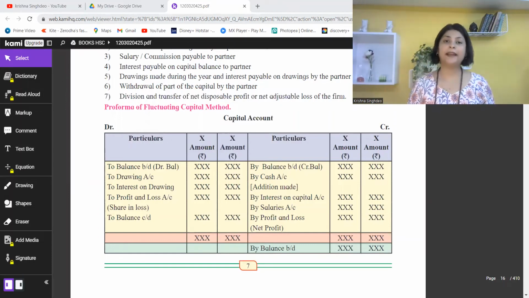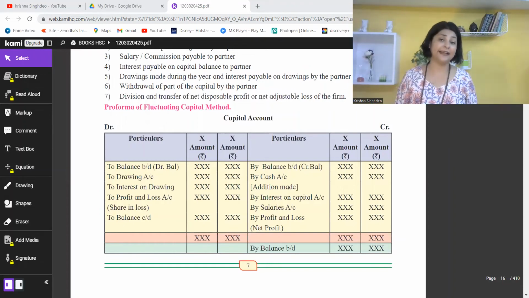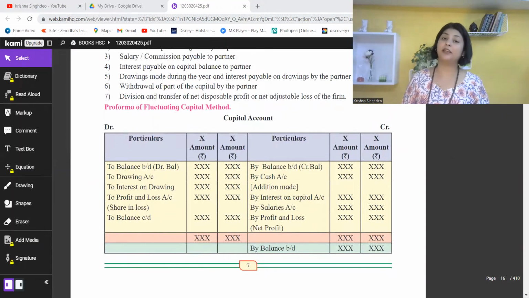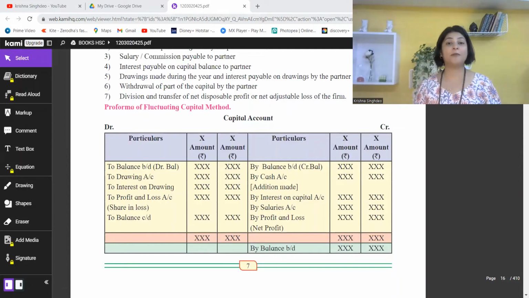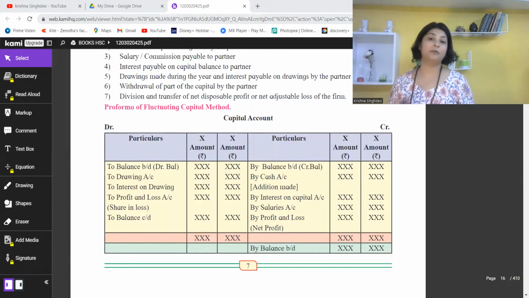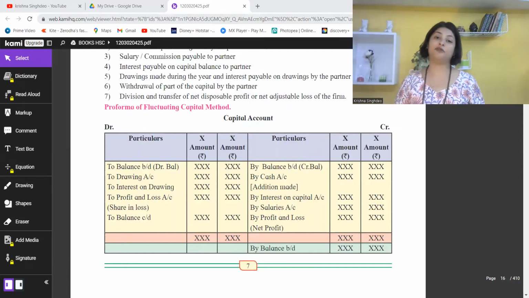There is no date column because this account is made on a particular date. What is that date? That date can be the end of year, or in case of admission it can be the beginning of year. And in the amount column, the names of partners come. If there are two partners, A and B, both the names will come. If there are three partners, three names will come. So it is same like cash book what we used to make last year. If there are cash column and bank column, both amount columns will be indicated like that. So similar way you have to present this.